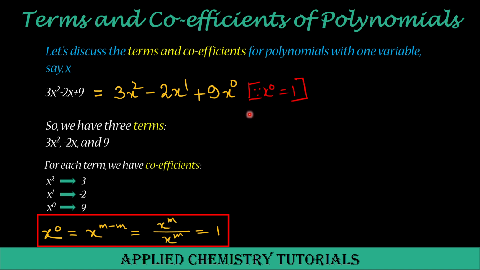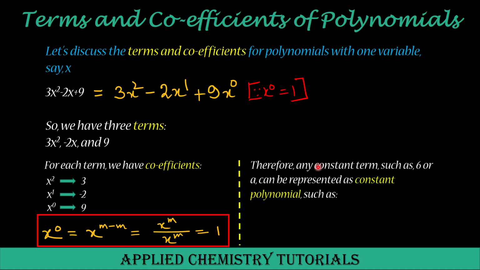Now as we are saying that x to the power 0 equals 1, here is the proof for that. So x to the power 0 can be rewritten as x to the power m minus m, where m is any quantity. So that is equal to x to the power m over x to the power m, which is equal to 1. So that's how we can say that x to the power 0 equals 1.